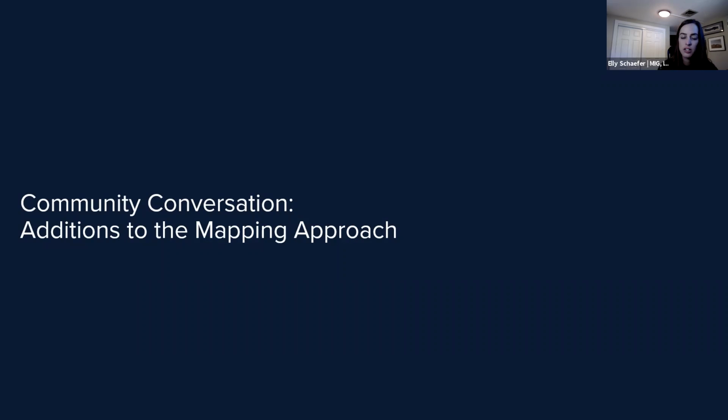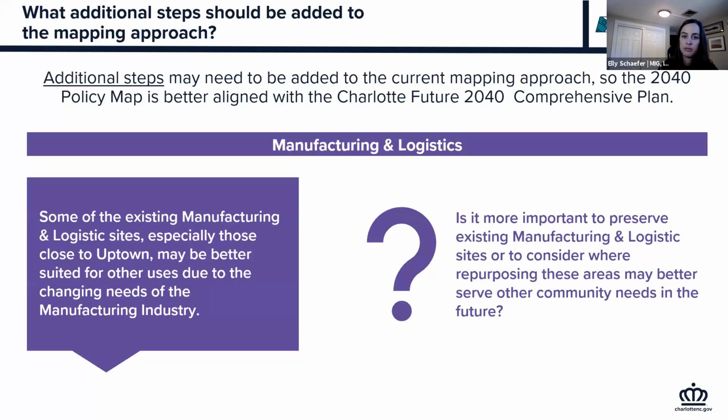Okay, so now that we've gotten your feedback on what's been reflected in the mapping approach so far, let's turn our attention to what might be missing from the mapping approach. We've got another poll question here. I'm guessing we're going to have to keep using the chat instead of the poll. We recognize that the current mapping approach is just a starting point, and we might need some additional steps to better align the map with the comprehensive plan. We have a few suggestions for additional steps that we're considering, and we want to see if you all agree with them or not. The additional steps that we've heard from our interdepartmental stakeholders are related to 3 of the 10 place types.